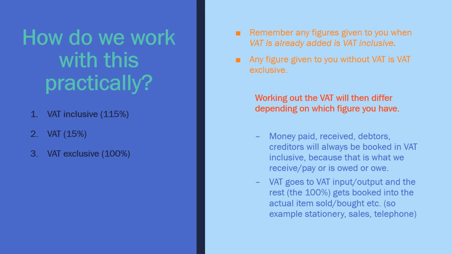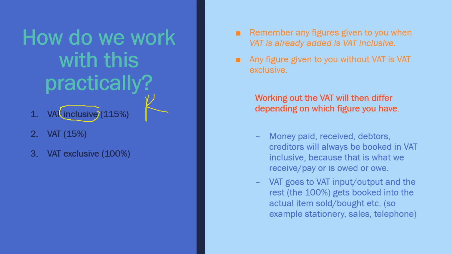Okay, practically speaking, on the previous slide I went on about the VAT categories, the VAT 15% that we need to take into account because we either need to pay it over to SARS or we need to claim it back from them. How do we work with this? Okay, so you get three different amounts when you work with a VAT calculation. You get the figure with VAT in, and that's the VAT inclusive amount.